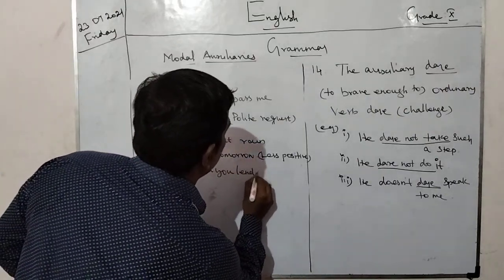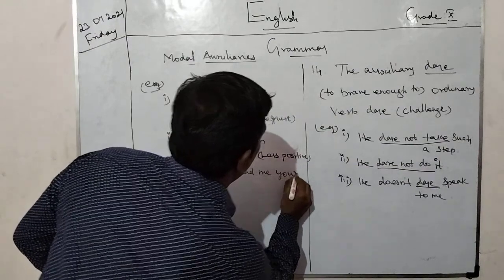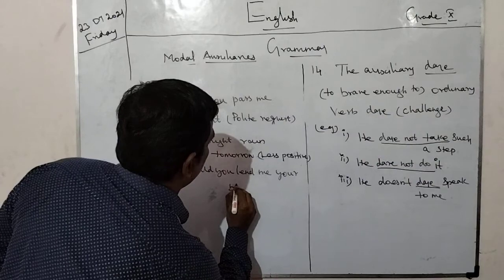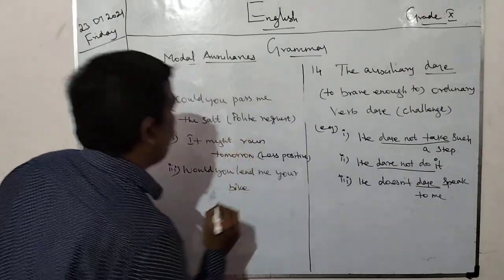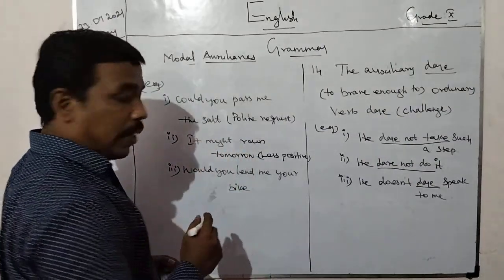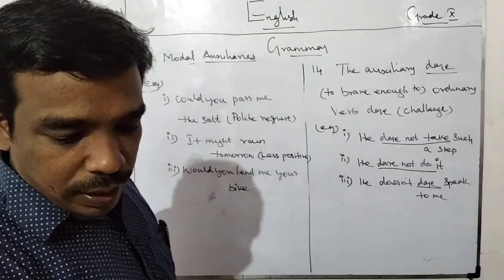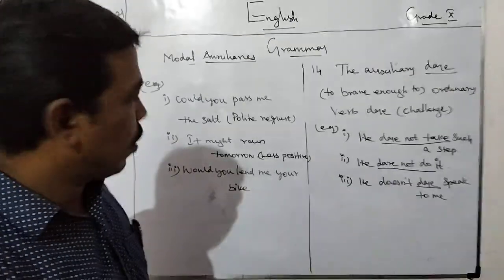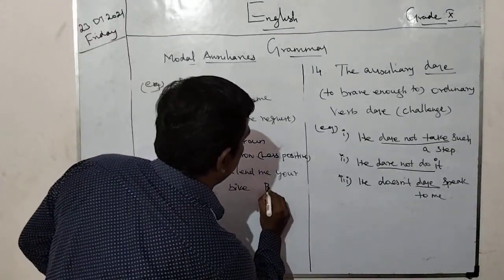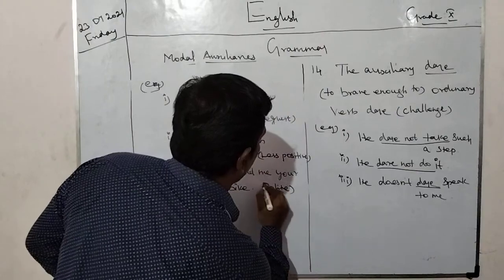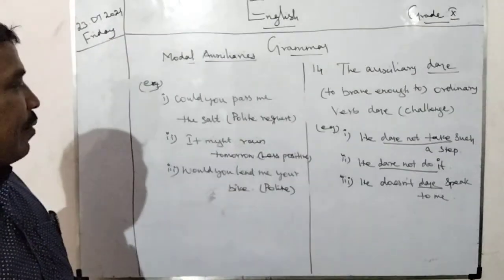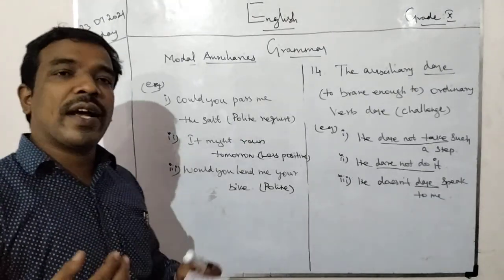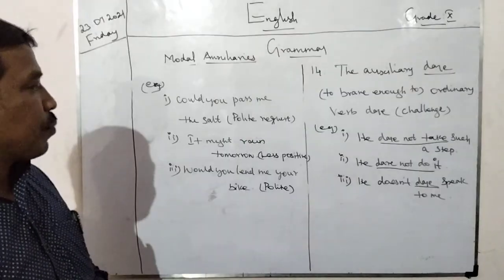Would you lend me your bike? Okay, would you lend me your bike? It is also a polite verb, when comparing to will you lend me your bike? Okay, it is a polite way of asking. Would you lend me your bike?